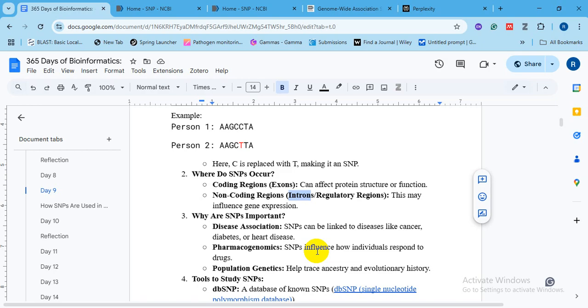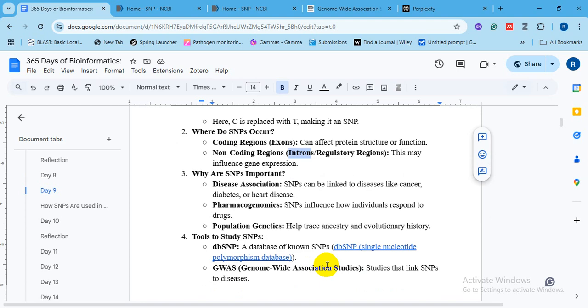One of them is SNPs. From the start, you can detect SNPs that give you a future picture about the response of this person to this drug. What else? Population genetics. It helps trace ancestry and evolutionary history. How? There is a specific SNP that is widespread in a specific population, in specific races, in a specific family. So we can trace these SNPs and understand the ancestry of each person.